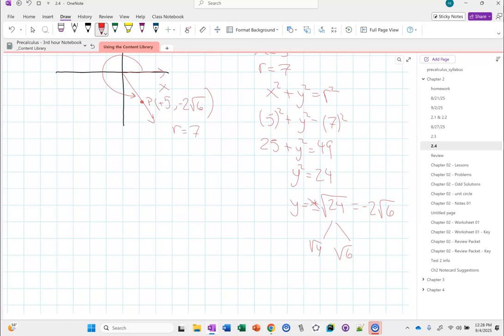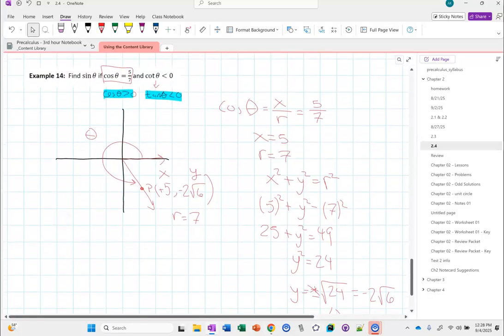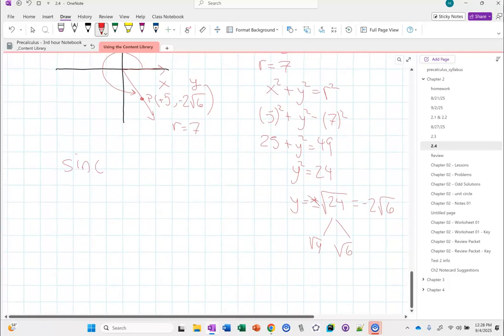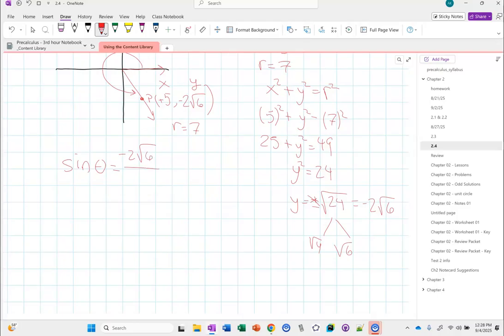So we have x, we have y, and we have r. I can now give you any trig function that you want, right? I think this question asks for sine, though. So sine theta equals y over r. And I'm done.